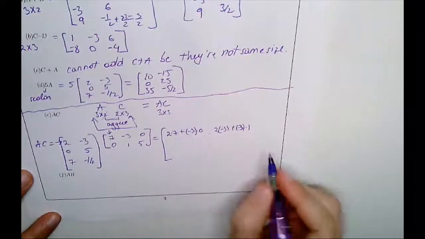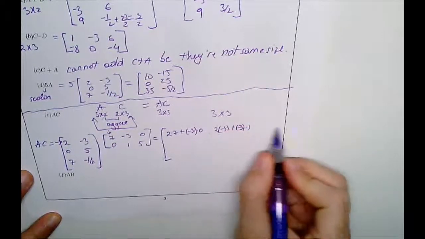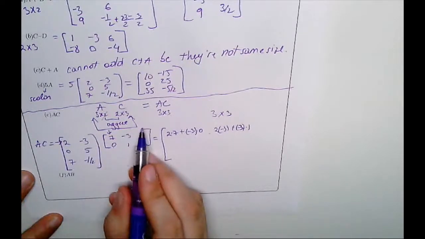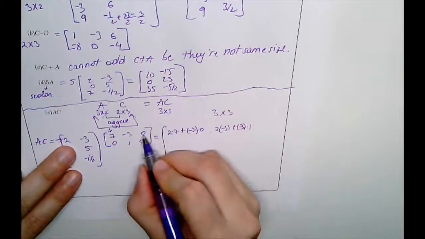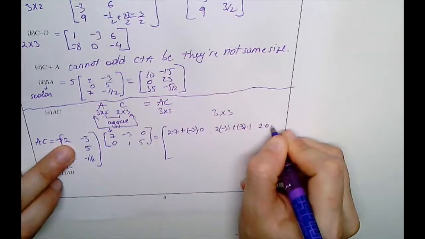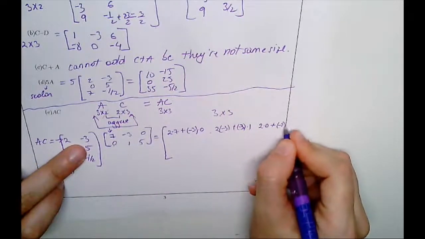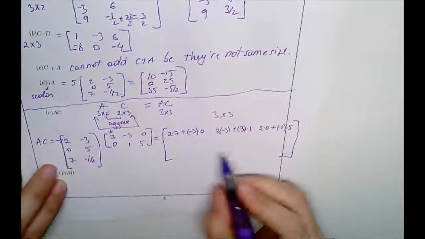And then the third element, because remember this is going to be a 3 by 3, I'm still multiplying the first row of A with the third column of C. So it's going to be 2 times 0 plus negative 3 times 5. And then that's it. So we are done with the first row.